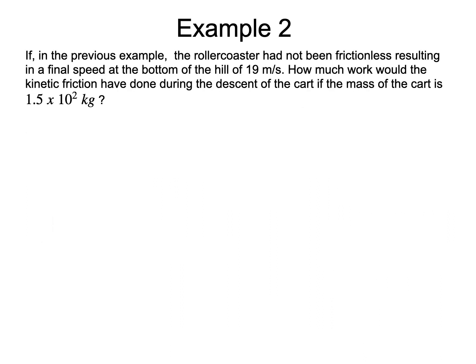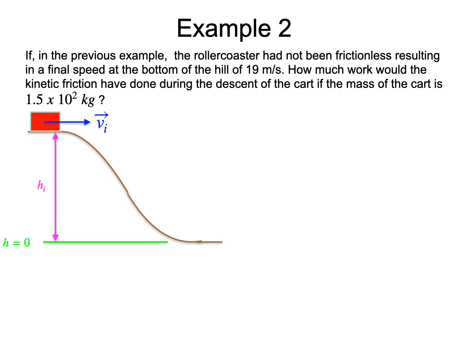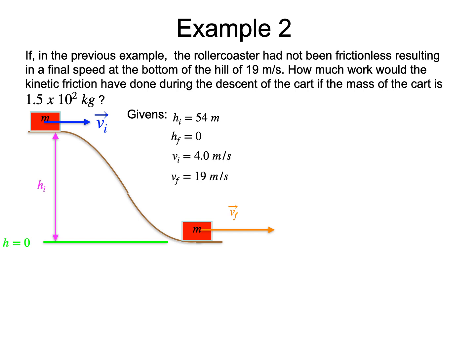This example is just a modification of the previous example where the roller coaster is no longer frictionless, so that the final speed at the bottom of the hill is no longer the one predicted by the frictionless case. Let us start with the same setup for the zero height as before. The final speed is now a given, and the mass of the cart as well. Our list of givens now includes the initial height, the final height, the initial speed, the final speed, and the mass.